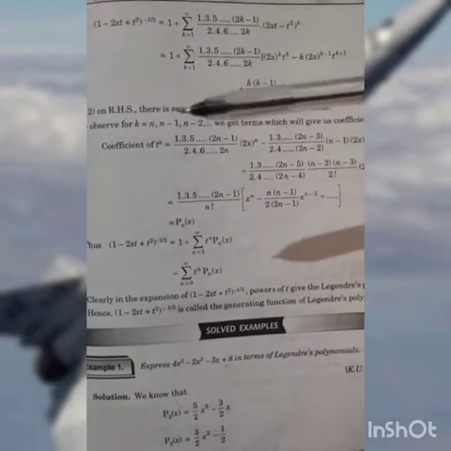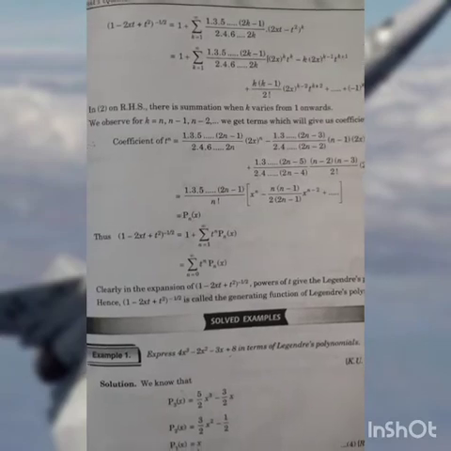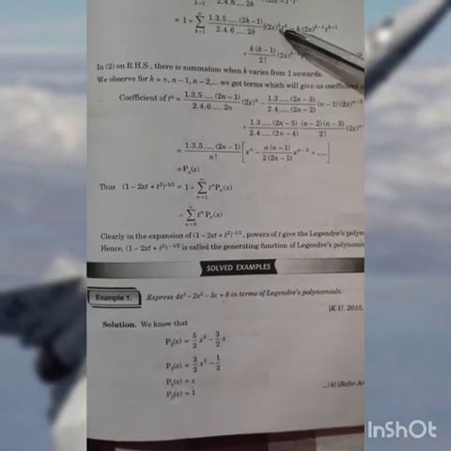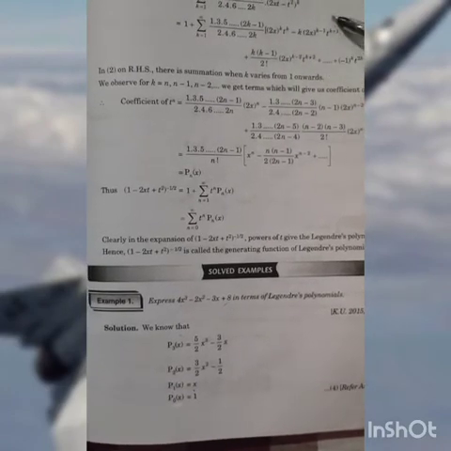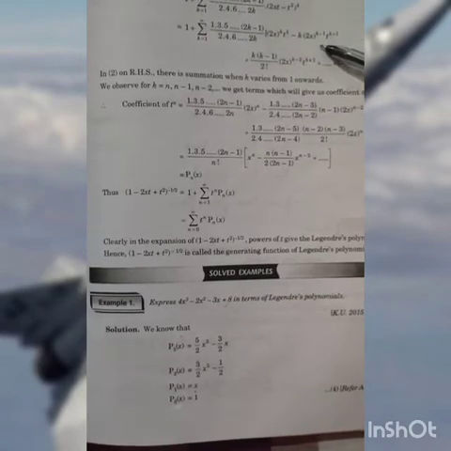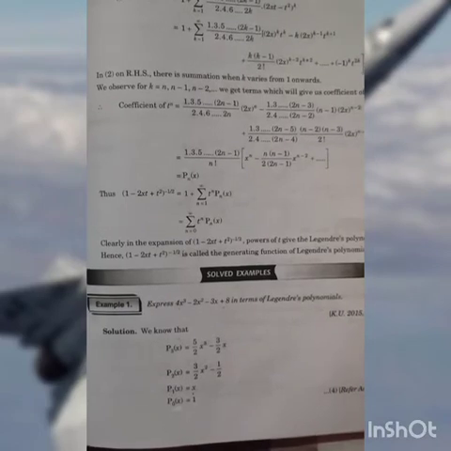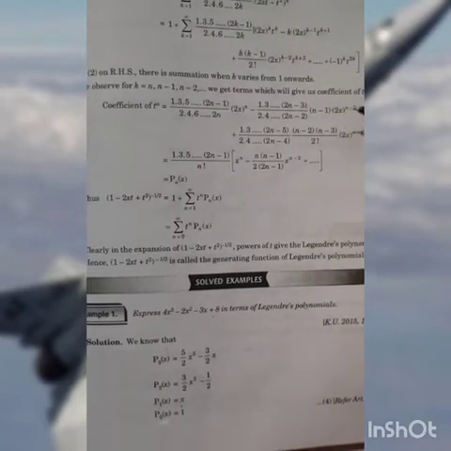So the coefficient of t raised to the power n will be 1 into 3 into 5 up to 2n minus 1 over 2 into 4 into 6 up to 2n, times 2x raised to the power n. The first term gives the result from here, minus the second term. When we put the value of k as n minus 1, we get 1 into 3 up to 2n minus 3 over 2 into 4 into 6 up to 2n minus 2, times n minus 1, times 2x raised to the power n minus 2, plus the next term will be from here.